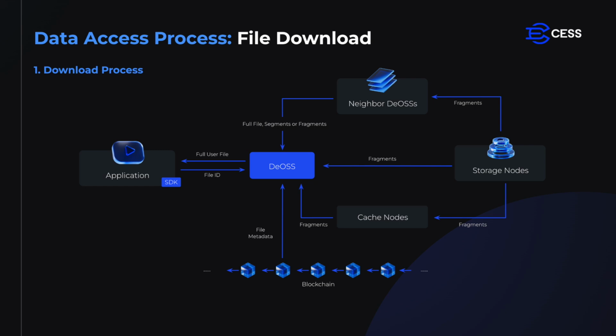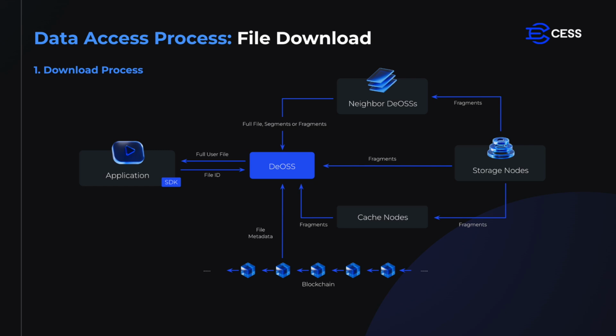In addition to direct downloads from storage nodes, DeOSS enhances the data access process through the use of a peer-to-peer network. This network facilitates data sharing with nearby cache nodes or other DeOSS instances, enabling high-speed downloads. The peer-to-peer network adds another layer of efficiency, allowing users to access data from multiple sources, which can significantly speed up the download process.